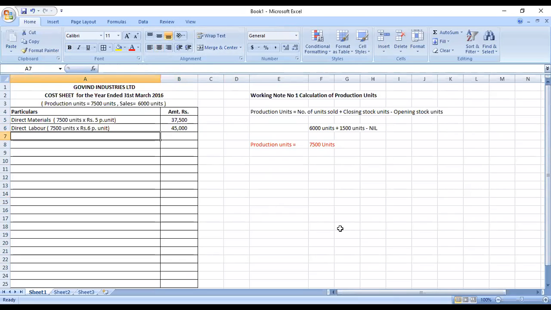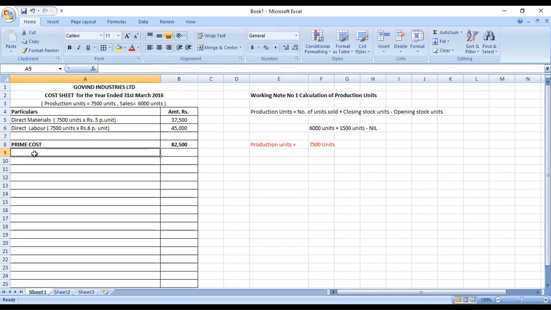45,000. What about the direct expenses? The direct expenses information is not given, even in the financial information. There are no direct expenses incurred. So in this case, you come directly to prime cost. You take the total of these two, 82,500. It is called prime cost. So this is the prime cost.